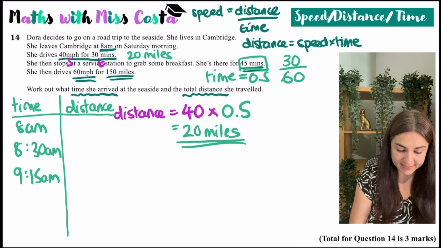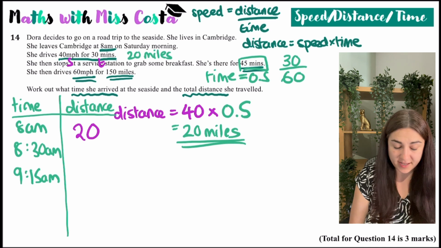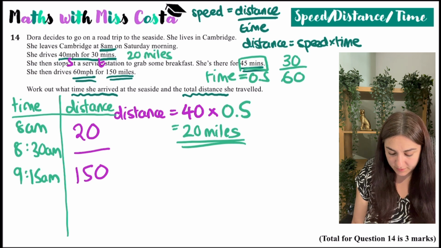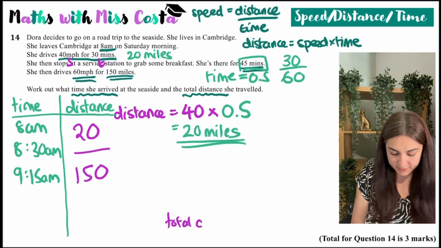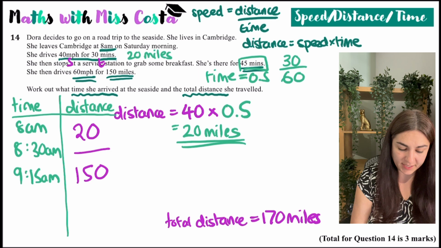So in terms of distance, she travels 20 miles. Then she stops, so she doesn't travel any distance. And then she travels 150 miles. So the distance part is pretty simple. Total distance is 170 miles.